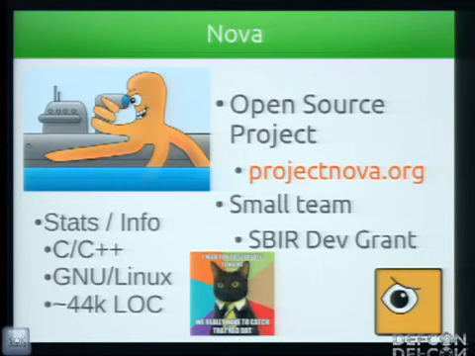So this is our free software tool that we have to do all the things that we're going to be talking about. It's called Nova. We can get our source code and stuff at projectnova.org. I have some stats up here. It's written in C++.